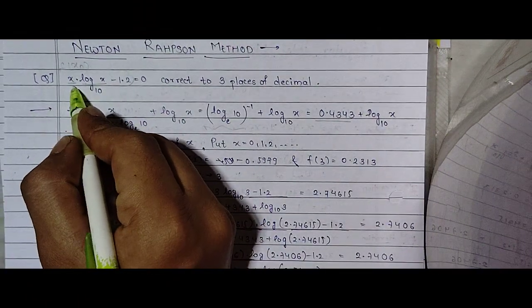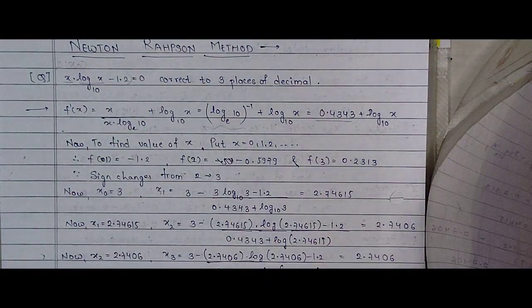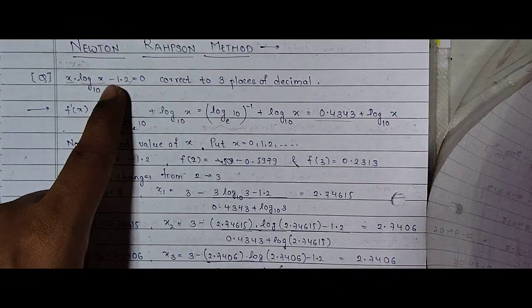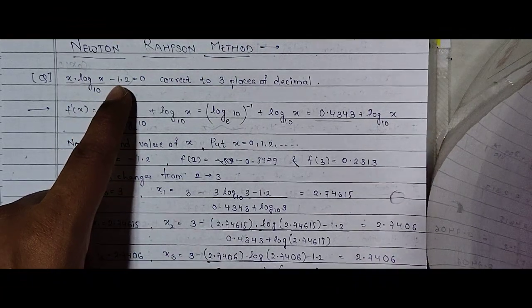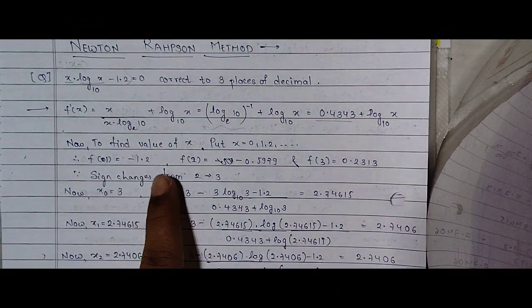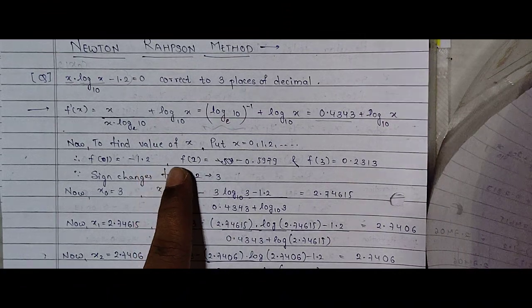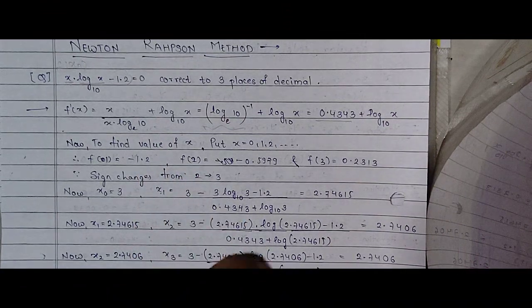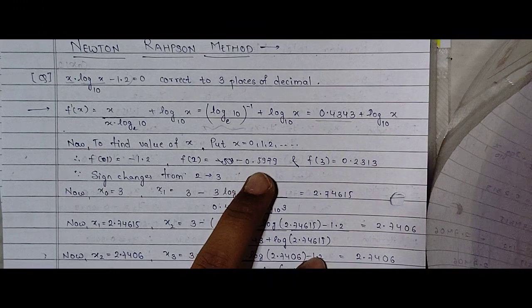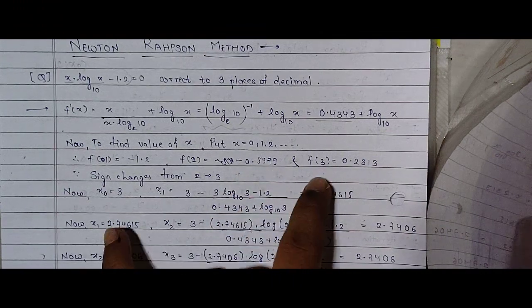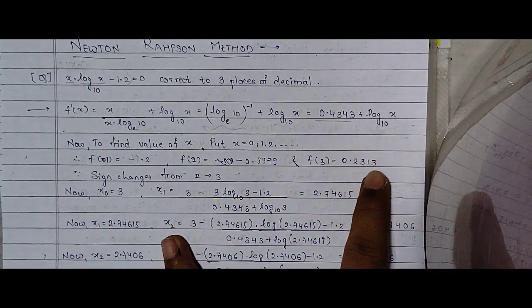So I have substituted 1. So guys, you know that log 1 is 0. So log 1 will be 0, so the remaining portion is minus 1.2. So for f of 1, I will be getting minus 1.2. F of 2 I will calculate, which gives minus 0.5979. And f of 3 gives 0.2313.